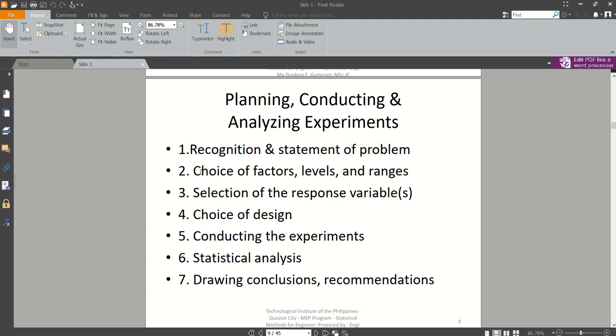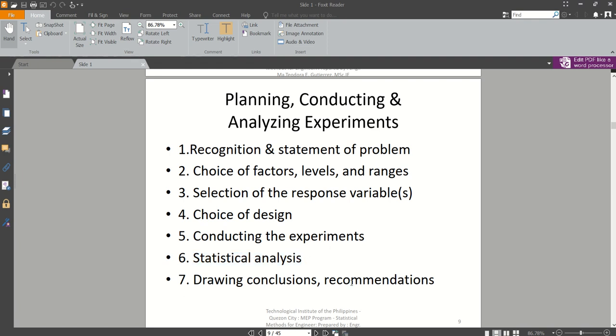So, second one is choice of factors. Okay, so choice of factors, levels, and ranges, mamaya, pakita ko. The selection of the response variables, mamaya din. So, choice of design. I'm not quite sure about this one though. Conducting experiments: how are you going to conduct your experiments? Ano ba? Maraming klase, no? You can do empirical, you can do numerical, or statistical. Okay, so statistical analysis, ang sagot dito, ANOVA na agad. We use ANOVA in DOE.